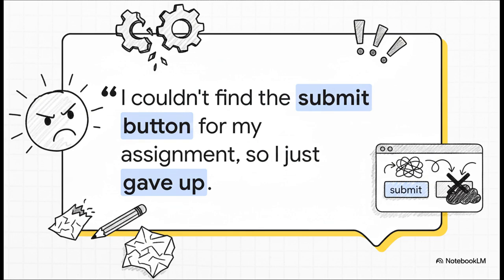And if you ever wonder why any of this really matters, just read this quote. This is from a real student. It's honestly heartbreaking. It shows that a simple design flaw, like a submit button that's hard to find, isn't just a small annoyance. It can have devastating real-world consequences. It causes stress, frustration, and in this case, it made a student just give up. That's the human cost of bad design.